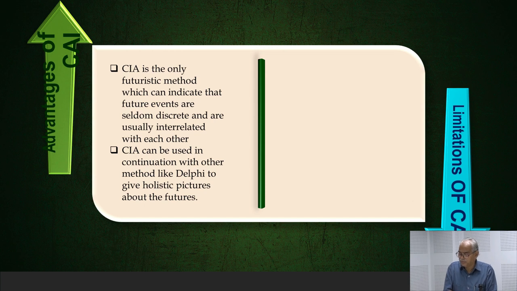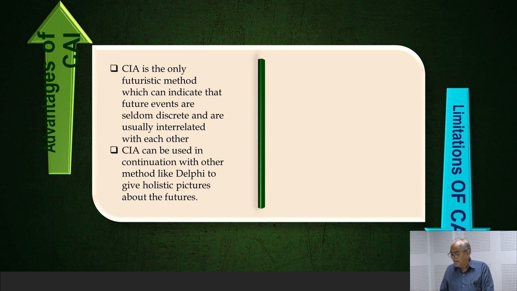It can be used for continuing with or integrating what I said, the mixed method, embedded design. So one method can be embedded with another method. Trend extrapolation method can be embedded with cross impact analysis method. Delphi exercise can be embedded with cross impact analysis method to give a holistic picture about the futures and prospective planning.